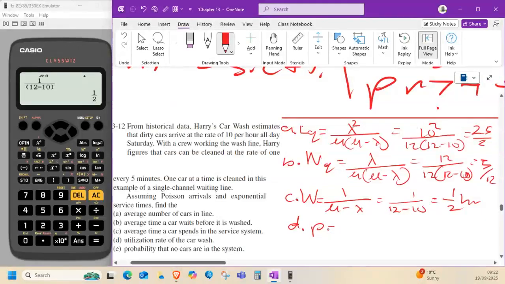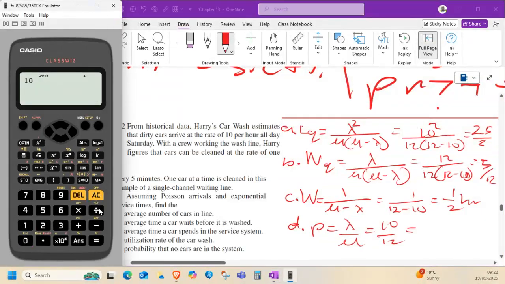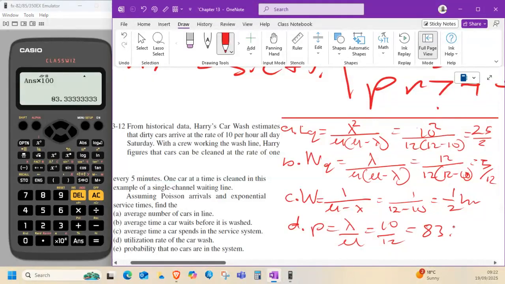Okay, D, utilization. Now you're looking at utilization equals 10/12, which is 5 over 6, times 100, which is 83%.